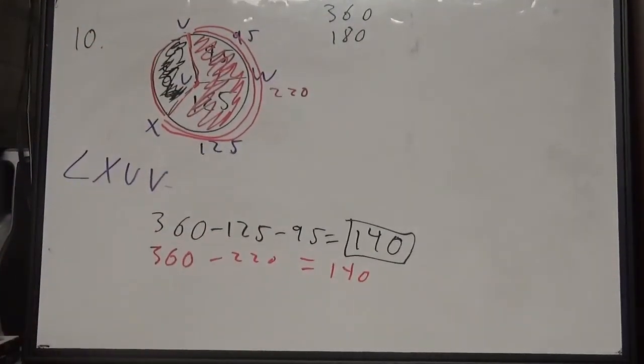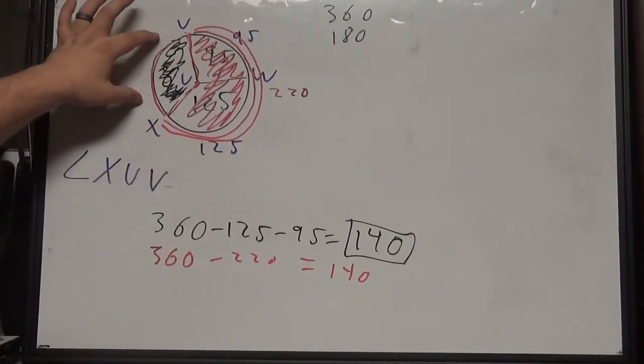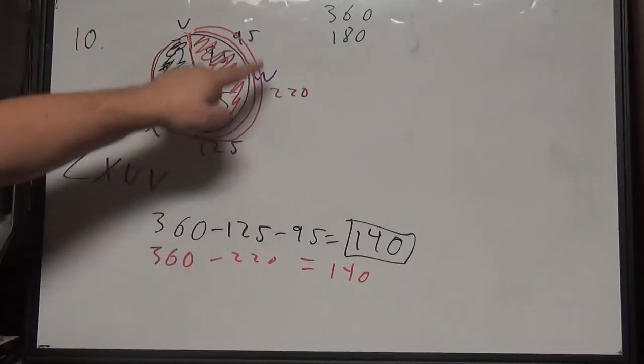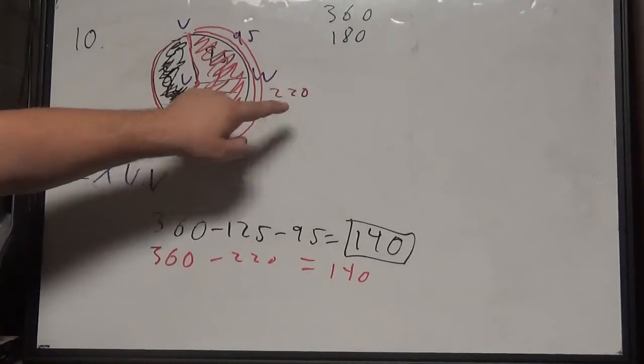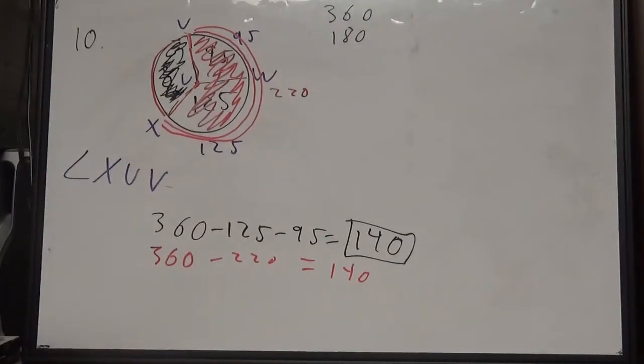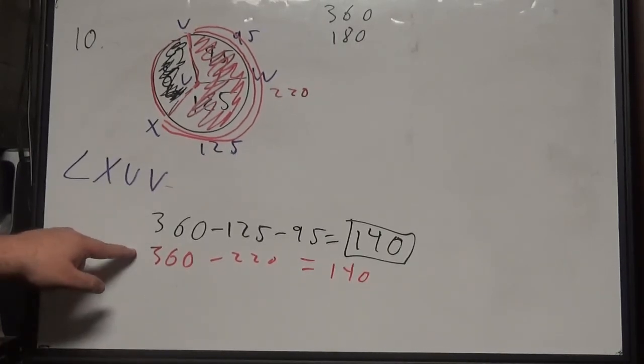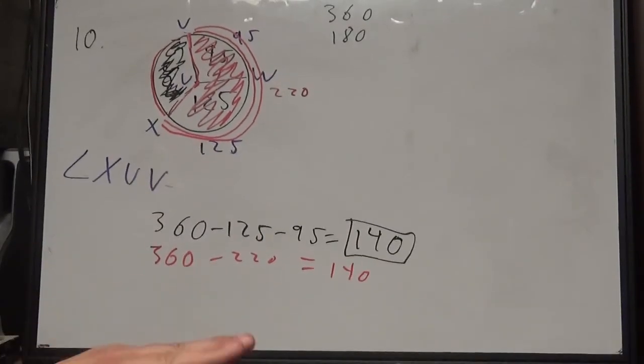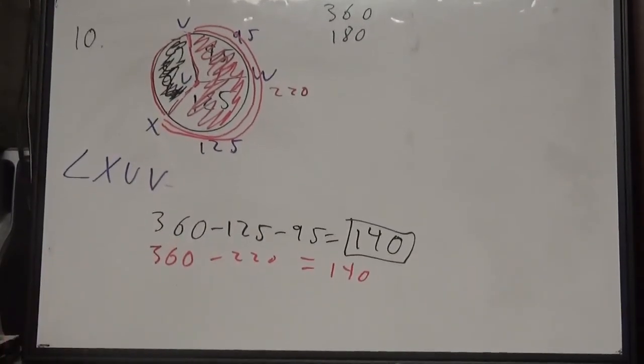Again, in number 10, we just need this one piece. Well, we have the rest of it. The rest of it adds to 220. We know 360 makes up an entire circle. So you just take 360 minus 220, which equals 140. Done.